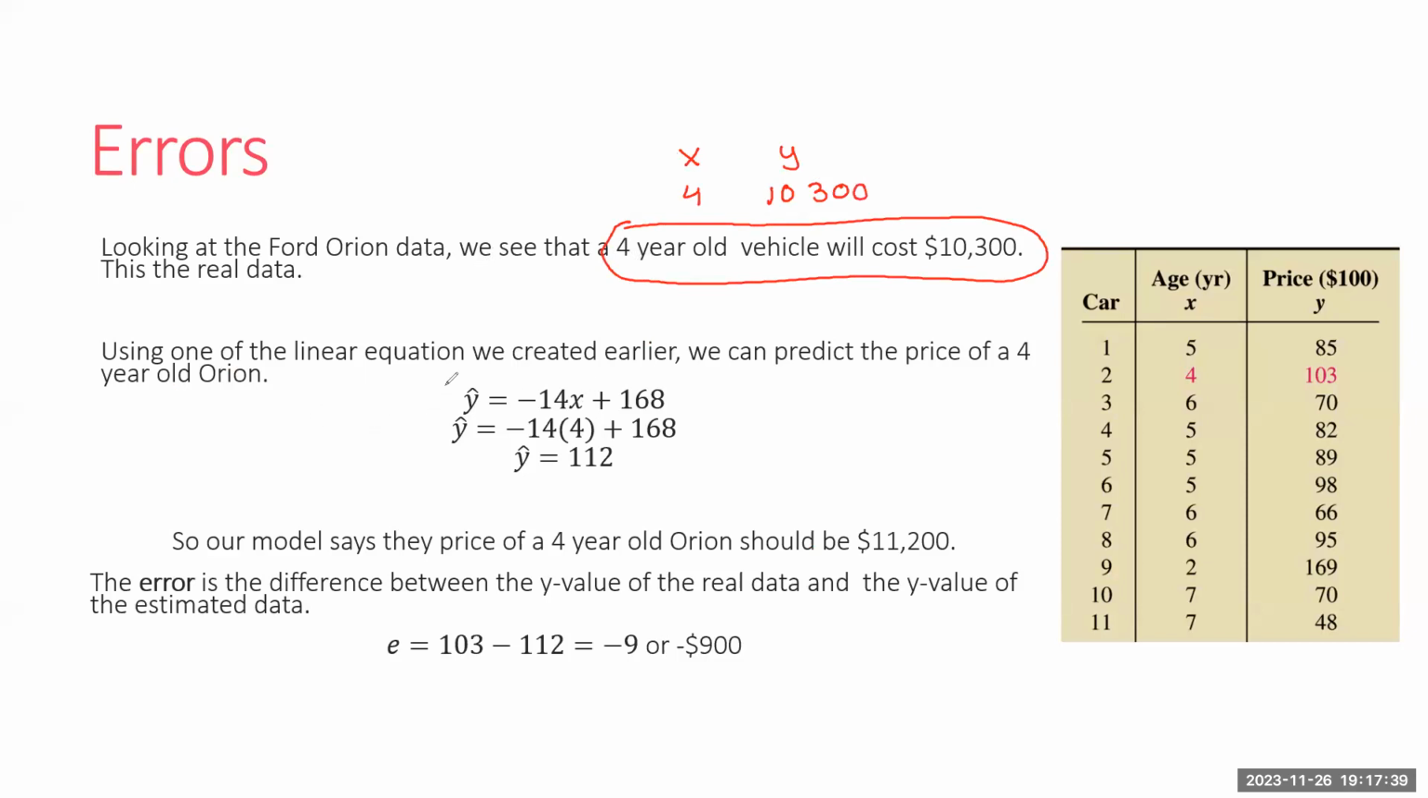However, if I use one of those linear equations, and this is the first one that I created, where we said that we lost $14,000 in value and a new Orion was $16,800, if I put X is 4 in here, we get this value.